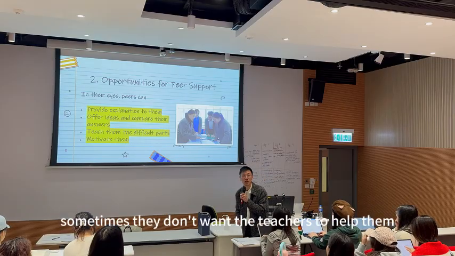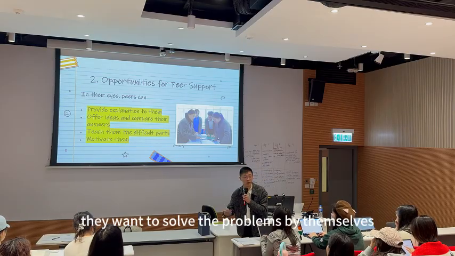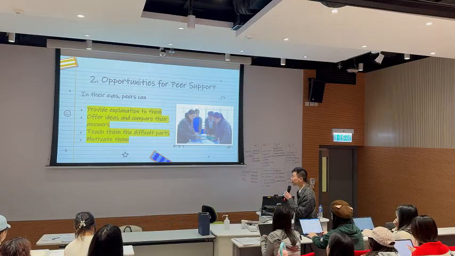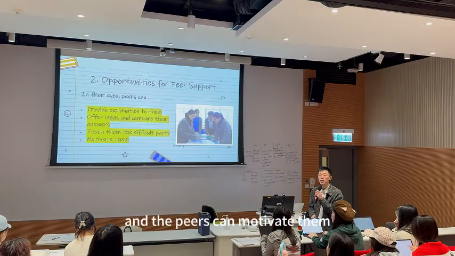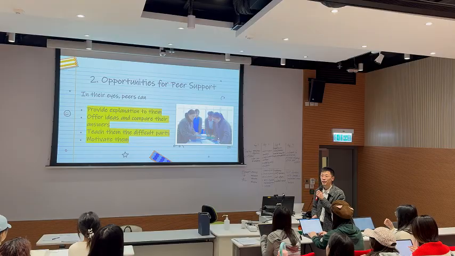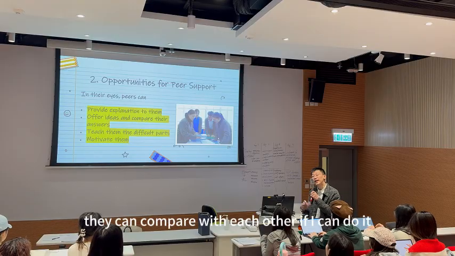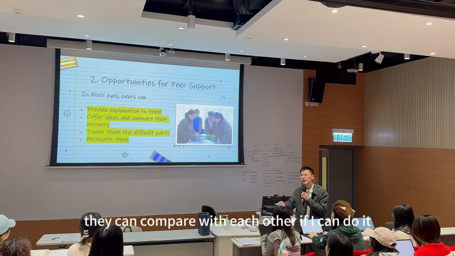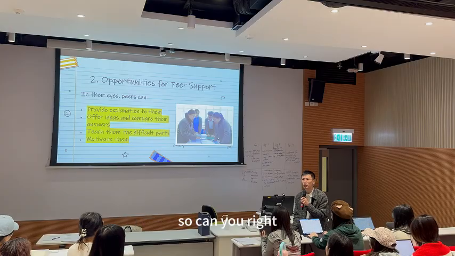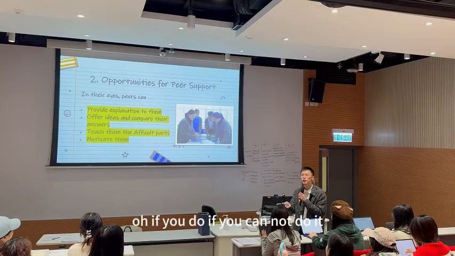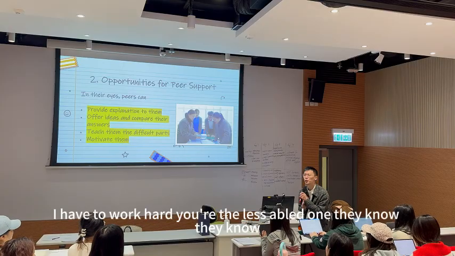Sometimes they don't want the teachers to help them. They want to solve the problems by themselves. And the peers can motivate them. Because they can compare with each other. If I can do it, so can you, right? Oh, if you can do it, I have to work hard.